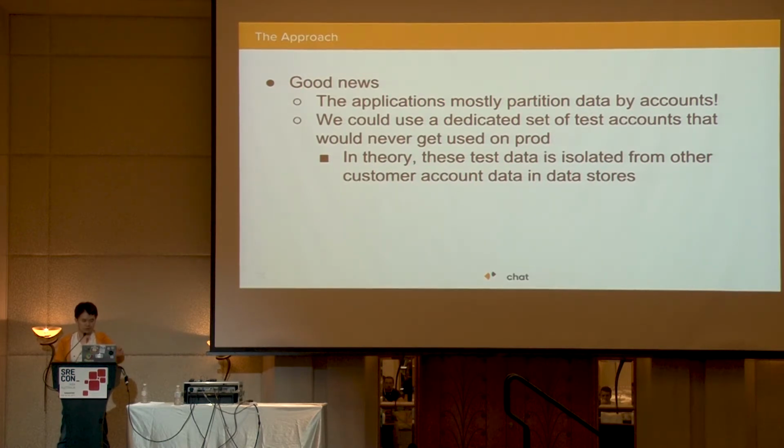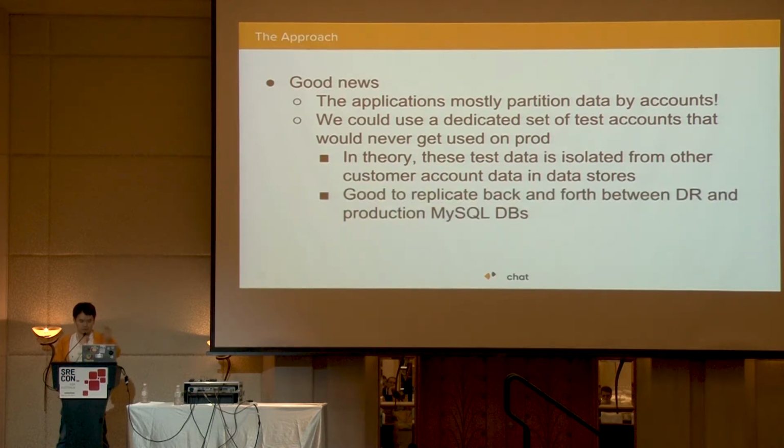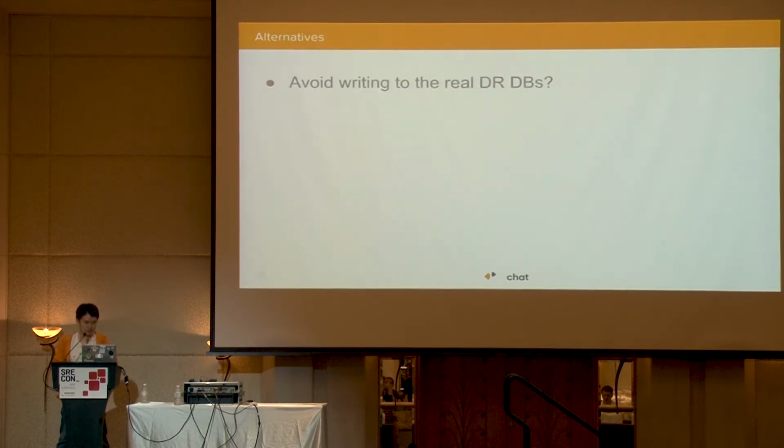So the only changes that will happen to the data belonging to the test accounts will only be happening in the DR environment. So in theory, there shouldn't be any replication issues because you're going back and forth. You are almost guaranteed that there won't be any replication conflicts when you sync here and there, back and forth. So this is a very important assumption that we're having. And with that assumption, we have investigated different alternatives about how to do that.